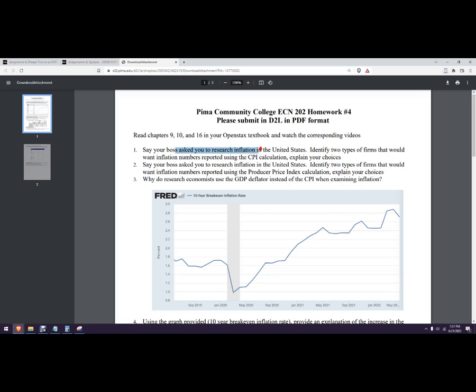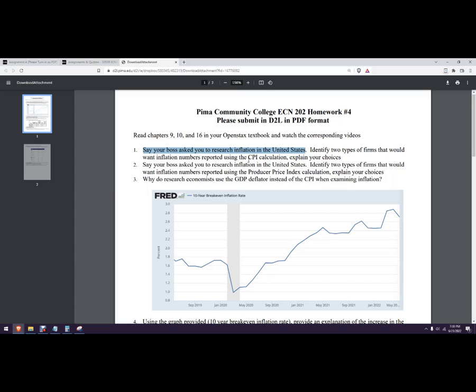All right, so your boss asked you to research inflation in the United States. Now, this question might look very timely, but I have been asking this question for a number of years. Inflation is not a new problem in the United States, but it is something that economists have thought about for, well, ever since we've been tracking the macro economy.